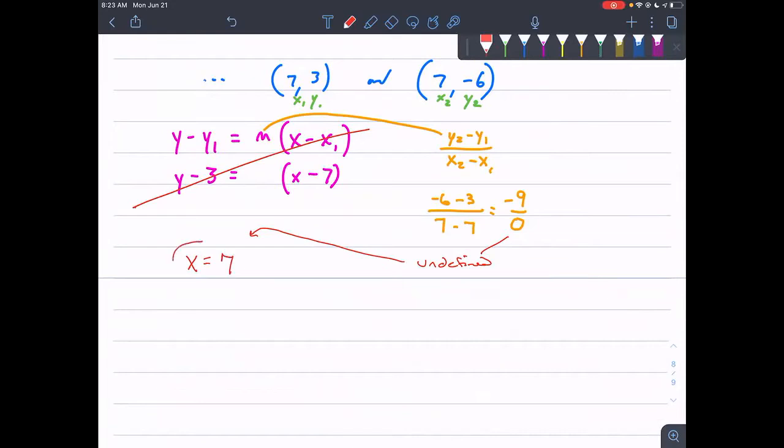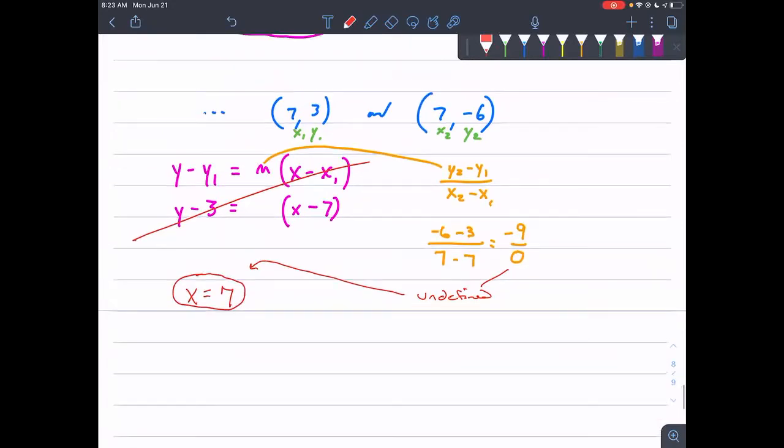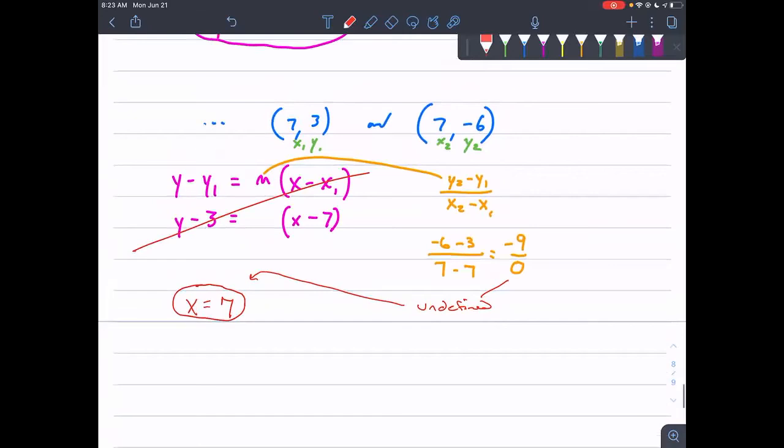If you notice that where the x's are the same, this is probably the preferred method. If you notice both of the x's are the same, just say x equals 7 and then move on.